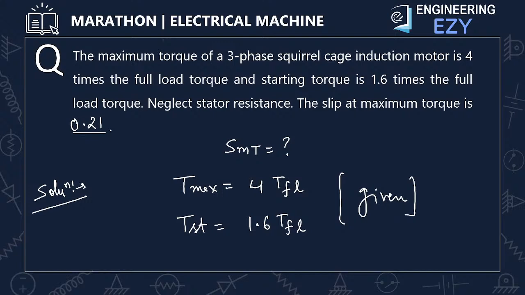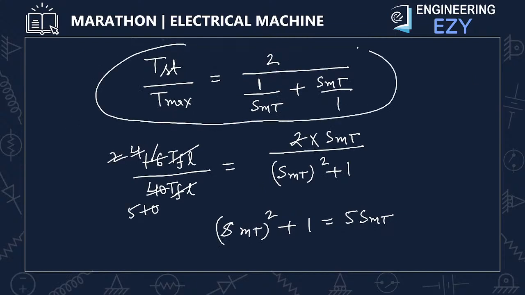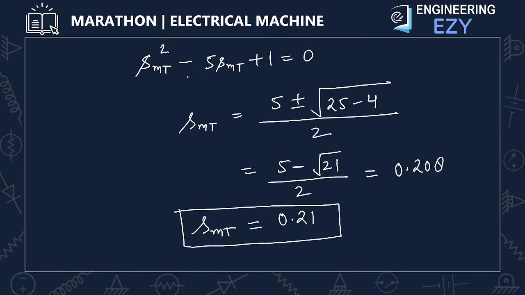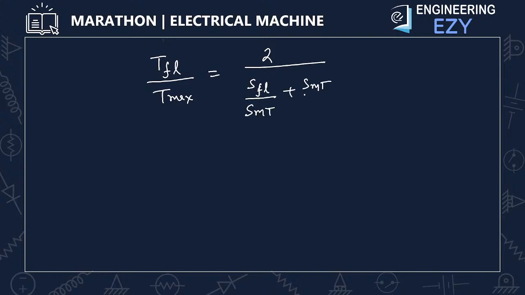Sai is saying, Sai, I think this formula is very important. If you are asking about how to remember, this formula is very, very important. Or you may remember like this: T_FL upon Tmax. I hope you already know this formula: 2 upon Sfl upon Smt plus Smt upon Sfl. This is the formula basically.